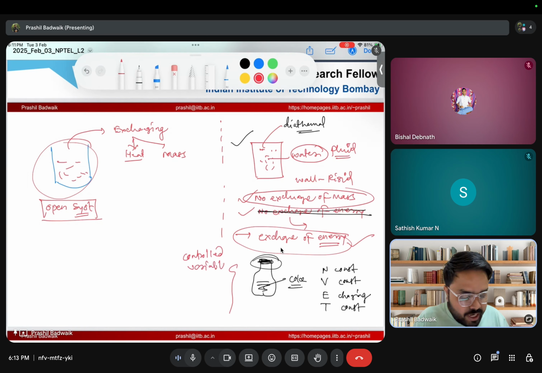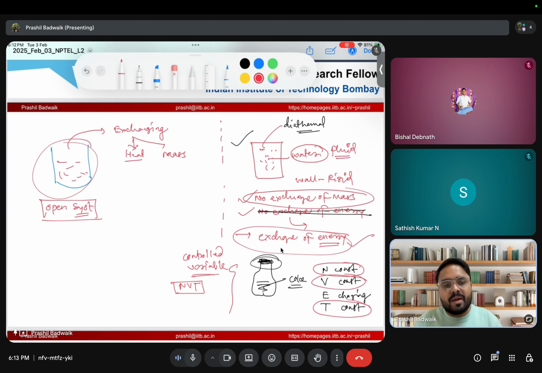Controlled variables. What I am controlling here is the number of molecules. I want the molecules not to escape the bottle. I want the volume to be constant, and I want the temperature to be constant. If I am controlling these things, that means it is an NVT system. These are my controlled variables, which are also called natural variables.